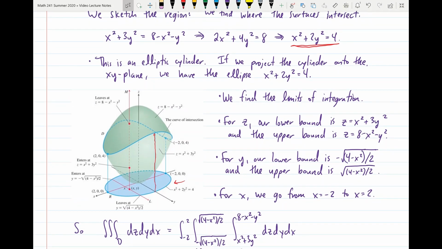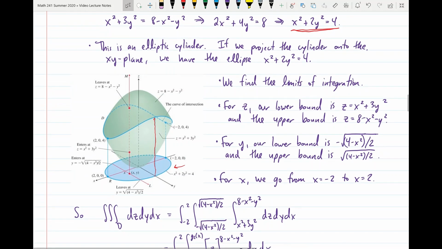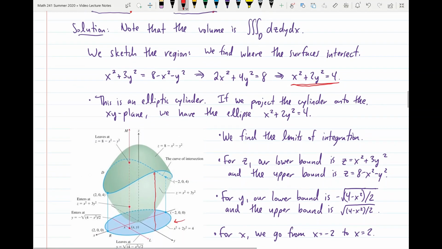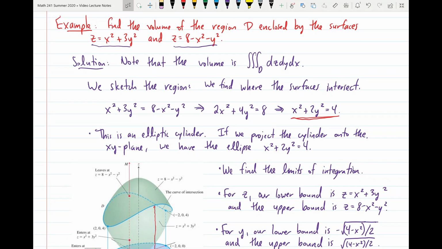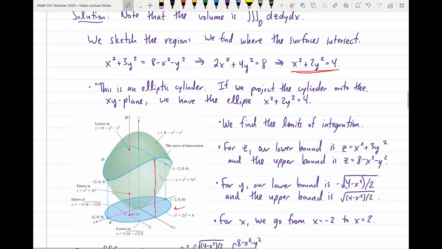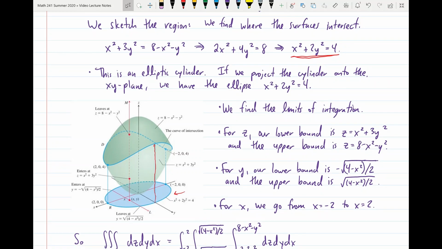So after we know this piece of information, then we want to find the limits of integration. So you might be saying, well, we found the curve of intersection, but how do I know that the rest of this space looks like what's drawn here in green? Well, I would probably suggest using some kind of software that you can find online to just plug in both of these surfaces, z equals x squared plus 3y squared and z equals 8 minus x squared minus y squared, and then try to get an idea of what that surface looks like just from viewing it online.